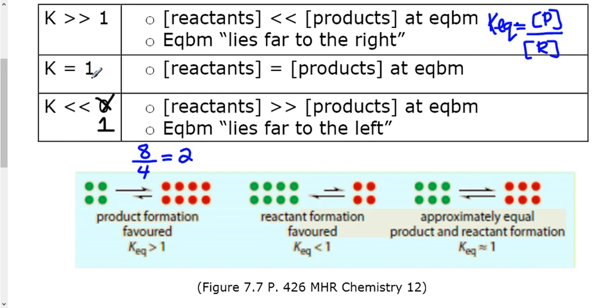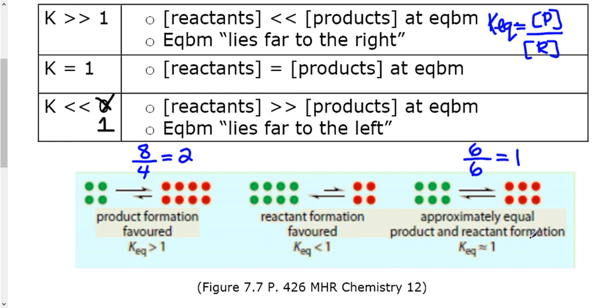The next example, what if K is equal to 1? That means the concentrations of your reactants and products are about equal at equilibrium. So here if we look, we have 6 products over 6 reactants. That will give you a value of 1 for K. So if you ended up with a K equal to 1, all the concentration ratios are about the same.